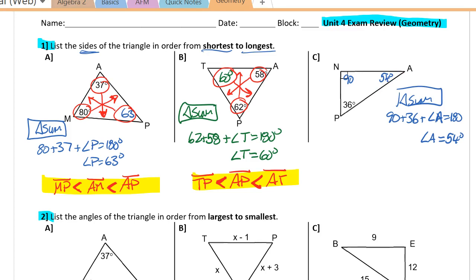Now ranking the sides from smallest to largest. Smallest angle, 36, means the smallest side is AN. That is less than the next smallest side, which in this case is PN. And lastly, 90 degrees is our biggest angle, so the side opposite that is AP.